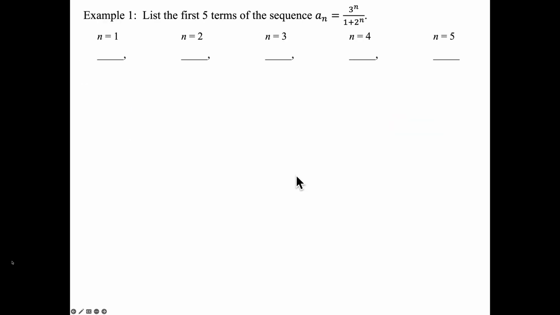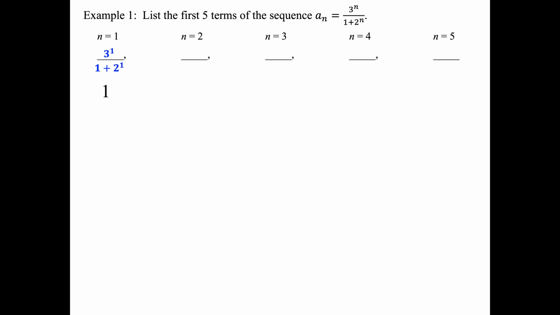So if we were asked to list 5 terms of the sequence of a sub n equals 3 to the n over 1 plus 2 to the n. We substitute in the 1 in for n, so that's 3 to the first over 1 plus 2 to the first. So 3 over 3 is 1.